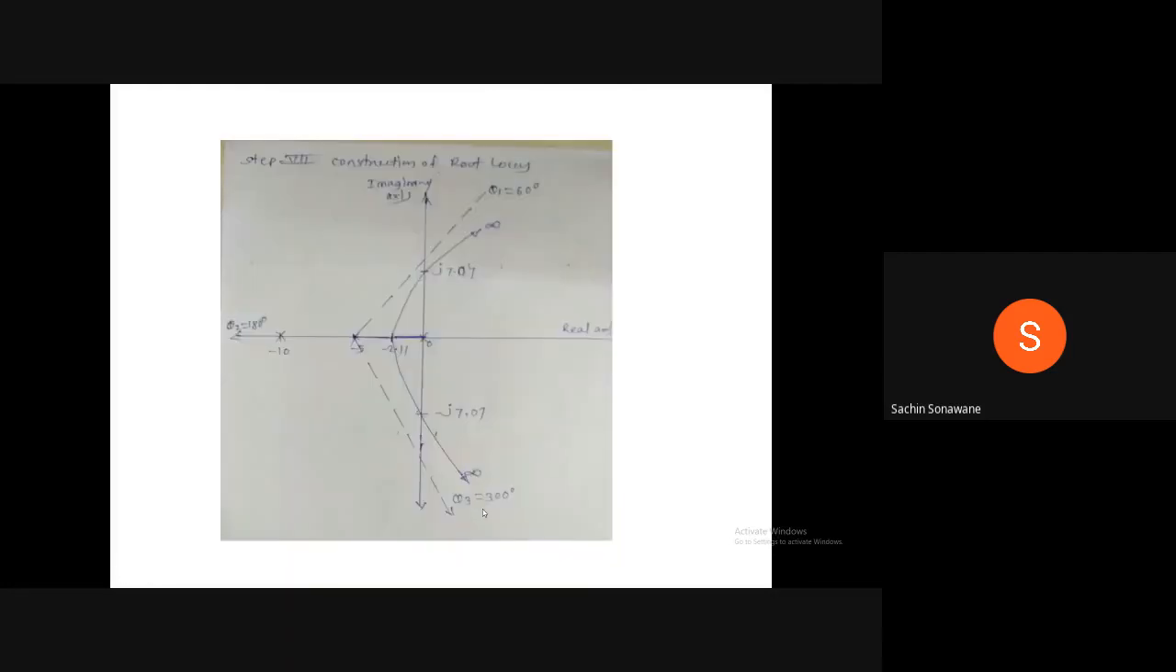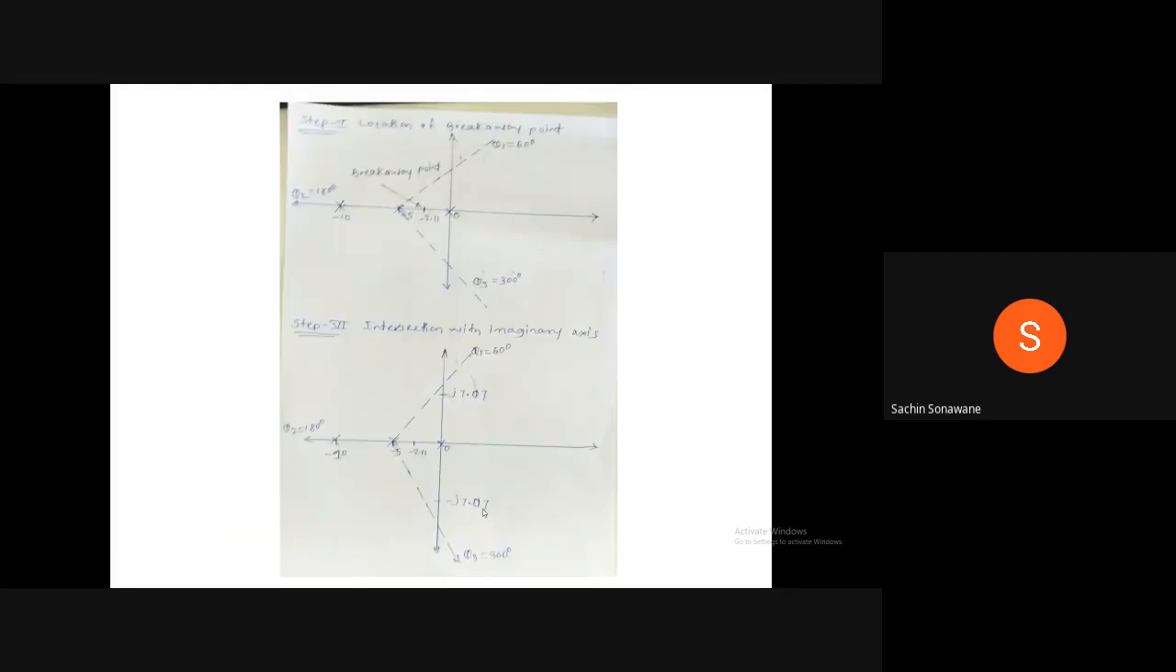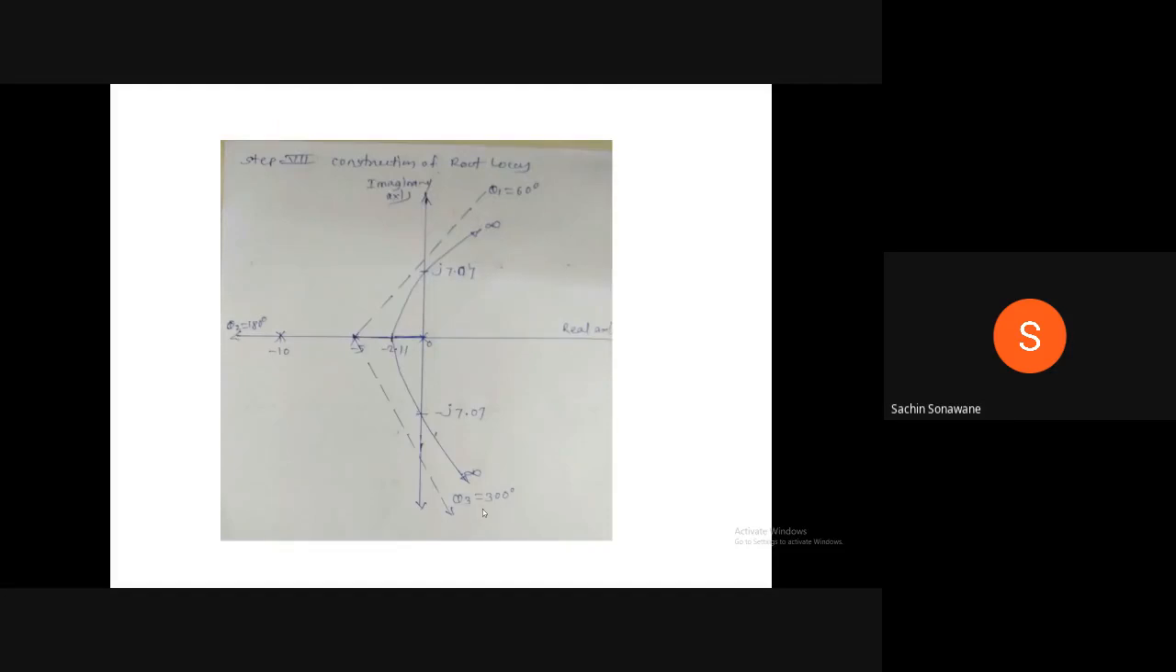And now you have to draw the root locus. How to draw? Just check. Always remember, root locus starts from open loop pole. Root locus starts from open loop pole. Now why are these angles of asymptotes there? Because root locus is symmetric or parallel to the angle of asymptote.